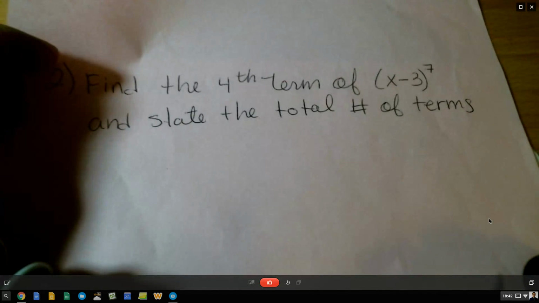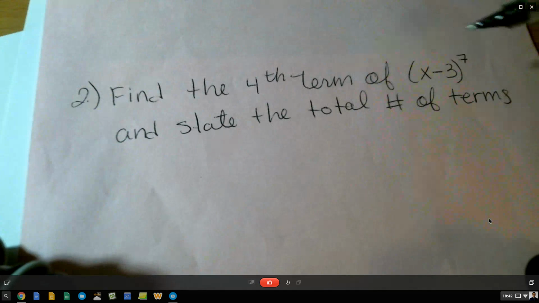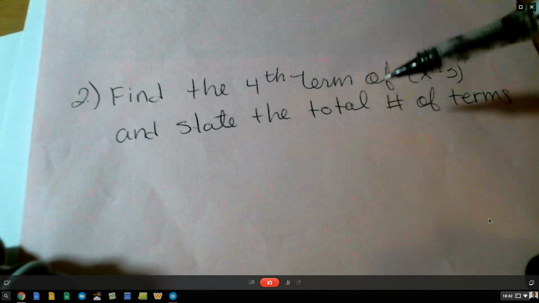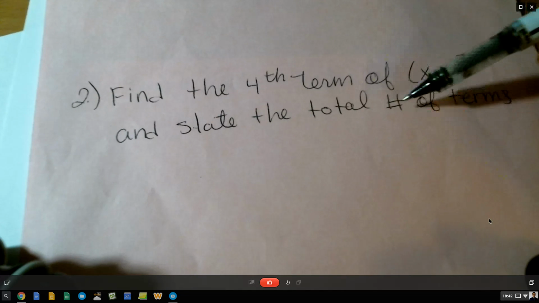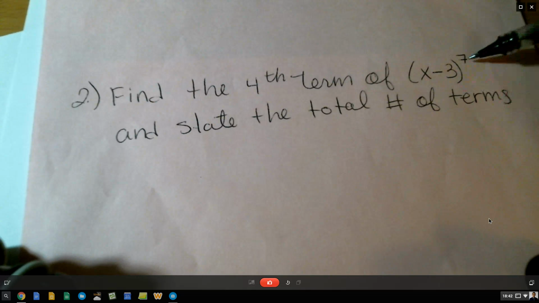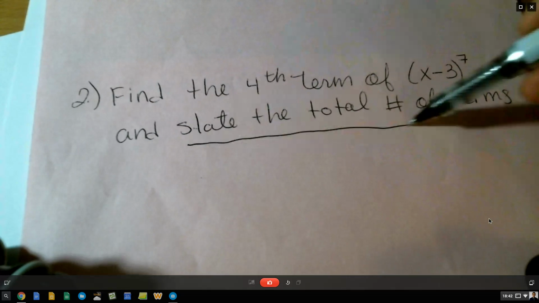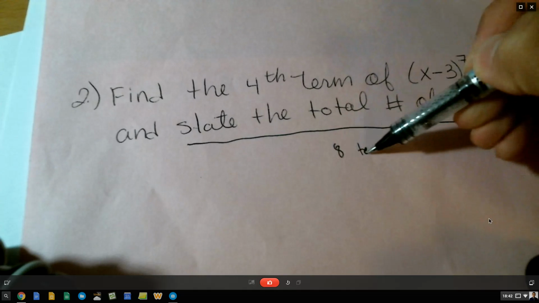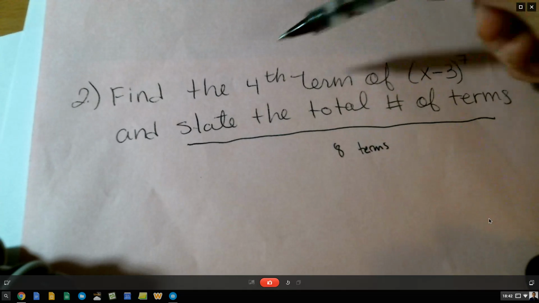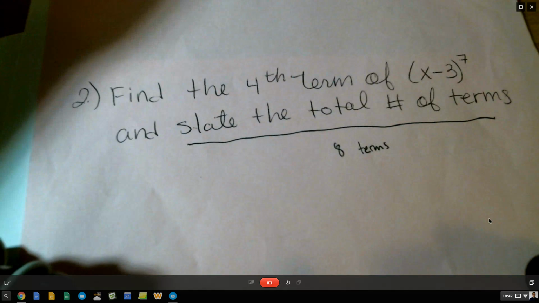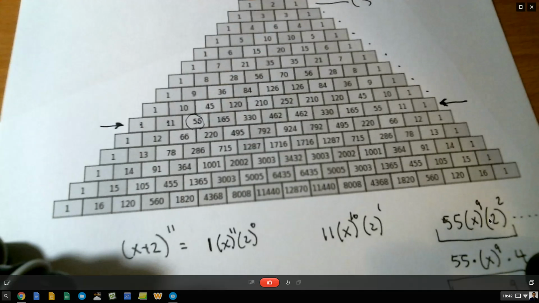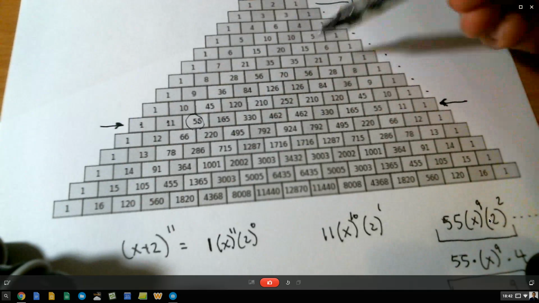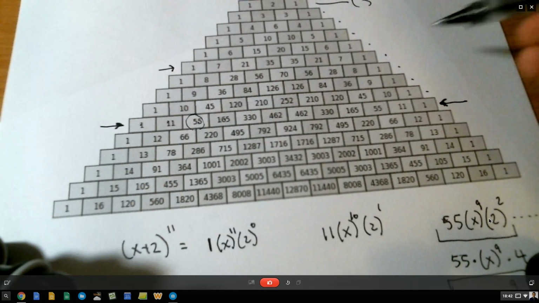Same thing here. Second part. Find the fourth term of this and then state the total number of terms. Okay? So we have an exponent of 7. So how many total terms do we have? Remember, it's 7 plus 1. So we have a total of 8 terms. And we want to find the fourth one. What is the fourth term? So let's look at 7. Where's 7 at? So let's start with 0, 1, 2, 3. 7 is right here.